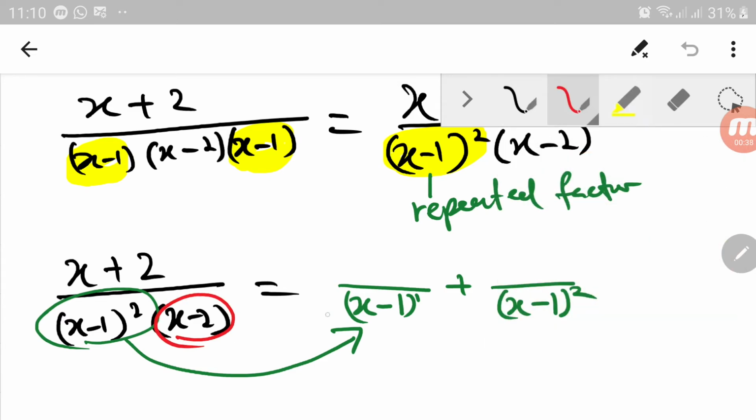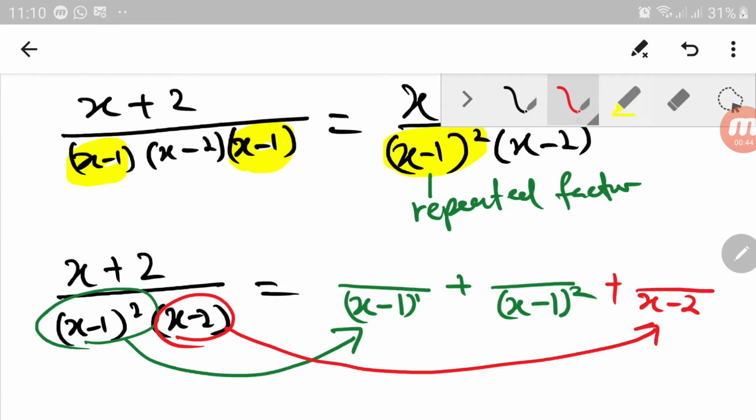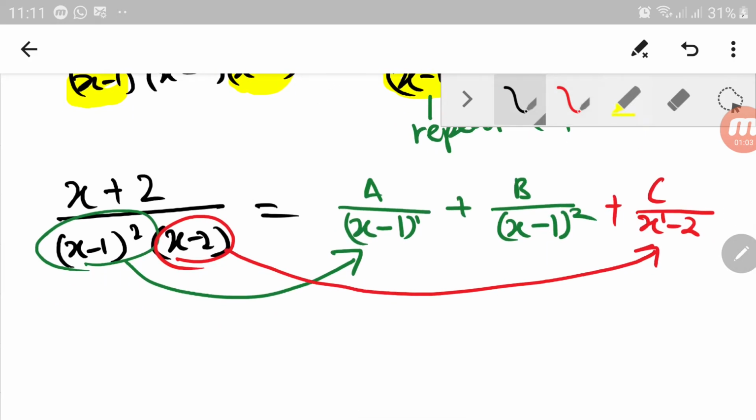Then we proceed with this one. This is the third fraction that we are expecting, so x minus 2. For a repeated factor, the numerator is special, it's just a constant. While this one is power 1, so the power must be power 0. So we decided to have C.